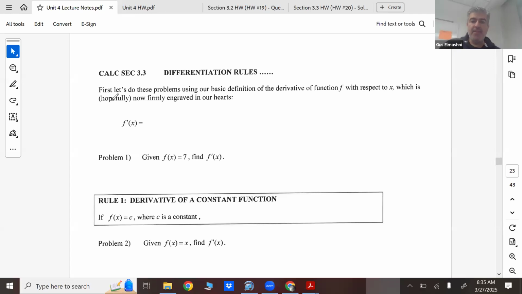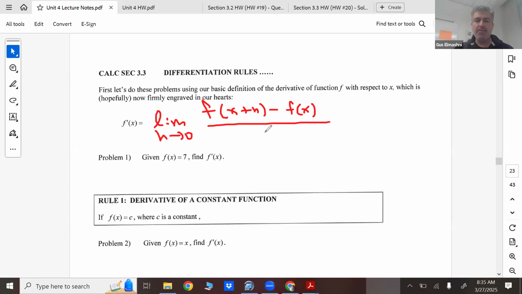So, differentiation rules. If we remember, we know the derivative is this: the limit as h approaches 0 of f of x plus h minus f of x, all over h, right?